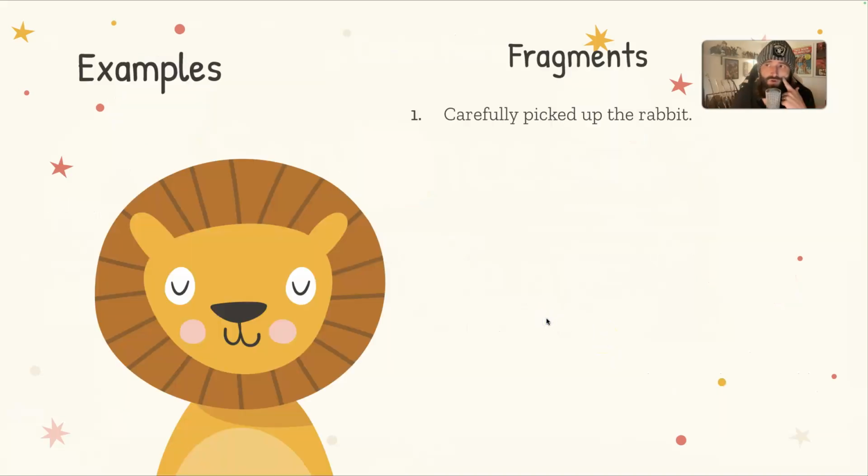So, fragments. Carefully picked up the rabbit. We are missing something here. Jumped over the wide puddle. We are missing something here. Both of these are missing a subject, right?